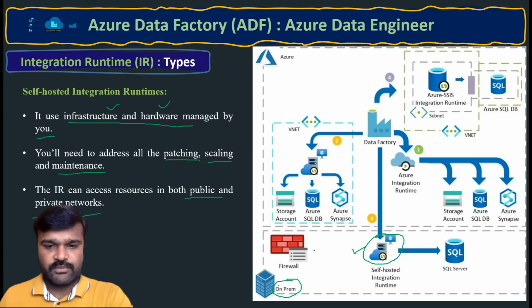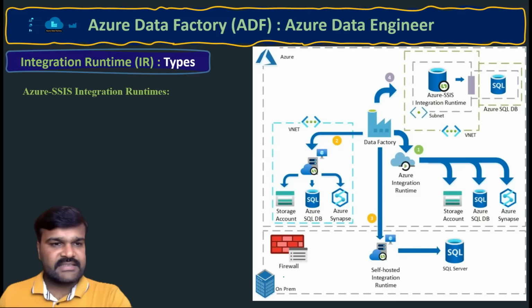So between on-premises and public clouds or public networks, you can exchange the data by using the self-hosted integration runtime. Simply put, especially between on-premises and any other public network, if you want to exchange or transfer the data, or move the data between virtual machines, you can use the self-hosted integration runtime.